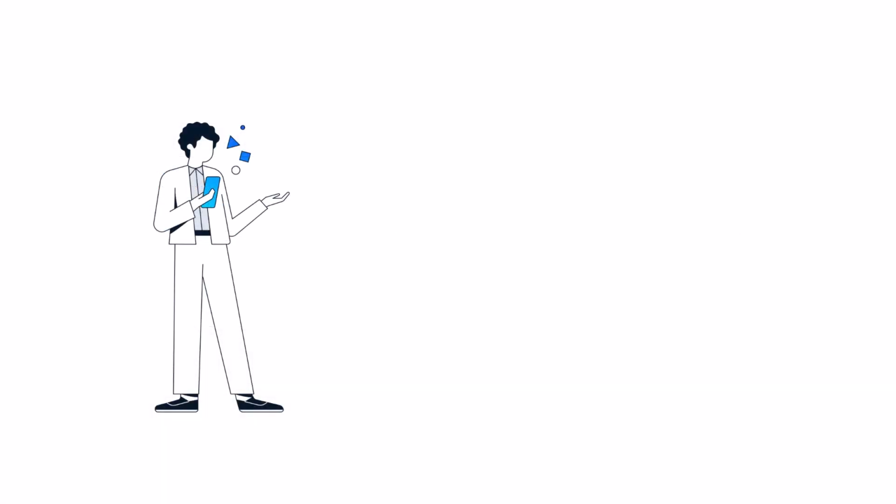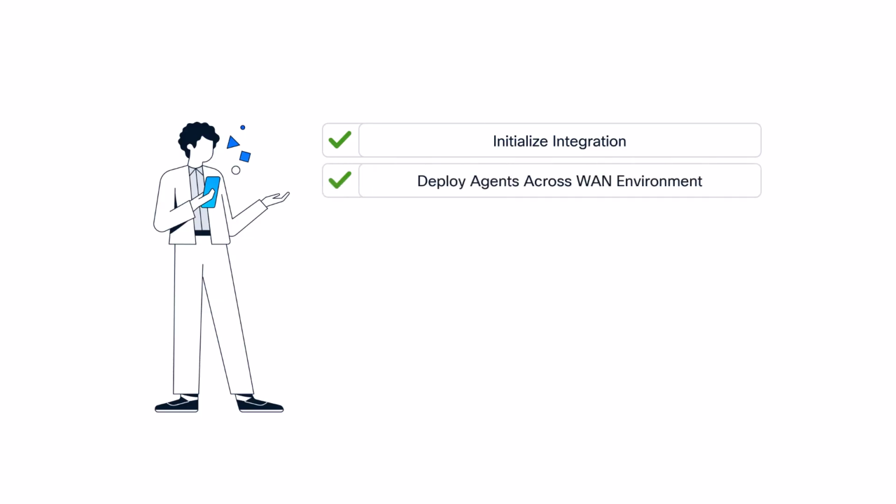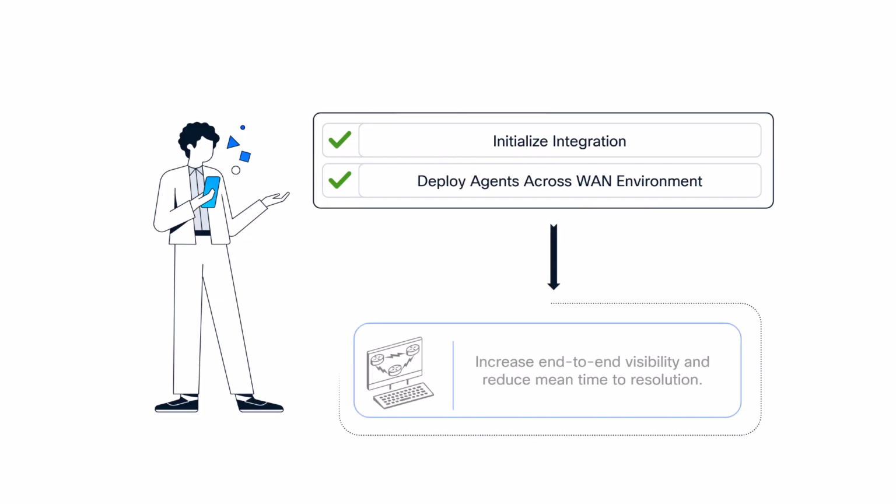Now that you have learned how to integrate Cisco ThousandEyes with Cisco Catalyst SD-WAN, you can leverage this integration to quickly deploy enterprise agents across your WAN environment. This enables you to run ThousandEyes tests directly from branch locations, increasing end-to-end visibility and reducing the mean time to resolution for WAN-related issues.